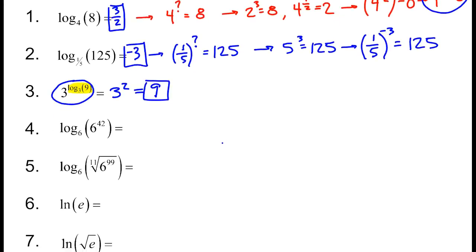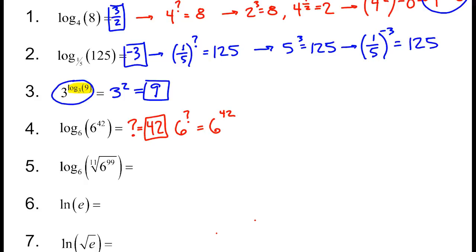Let's move on to question 4. Log base 6 of 6 to the 42nd power equals question mark. Let's go ahead and rewrite this. 6 to the question mark equals 6 to the 42nd. Well, that must mean that question mark equals 42.